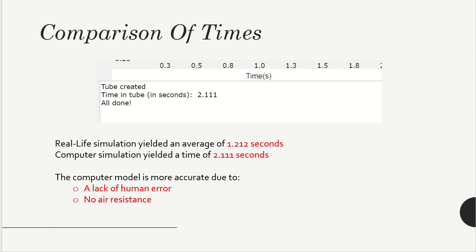In comparison of the times, the real life simulations and the computer simulation differ quite a bit, and this differs due to the computer model having a lack of human error and no air resistance.